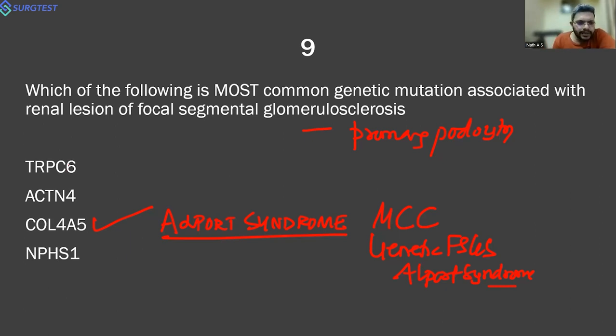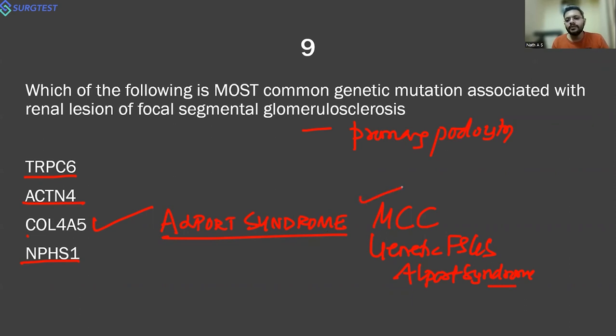TRPC6, one extra point: all these are issues with the podocyte. Yes, accepted, but it's not common. It's rare. Alport syndrome, very common. Every week, I am seeing one Alport syndrome. Every seven days, we see one Alport syndrome. I was very surprised after joining nephrology that Alport syndrome is so common. I never knew. So every week, one case we are seeing.